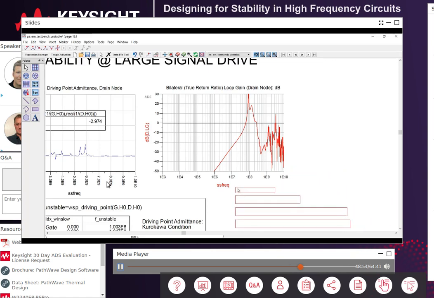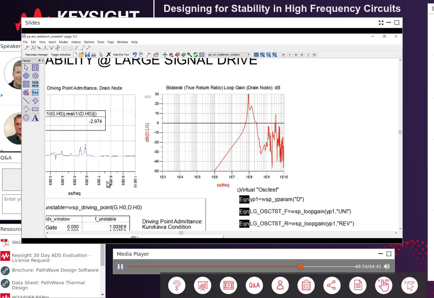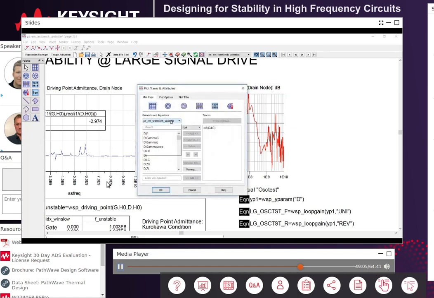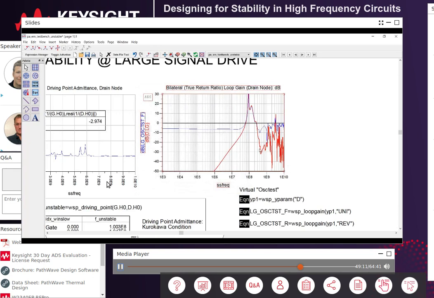To emulate OSTEST, I use an equation to process the probe output. This equation is WSP loop gain, and then I pass in the option UNI. This means that the signal will go out of the output side of the probe and it will return back through the input side of the probe. And now looking at the drain loop gain unidirectionally, you can see that just about all of the low frequency loop gain, in fact, seems to travel from the output to the input side.